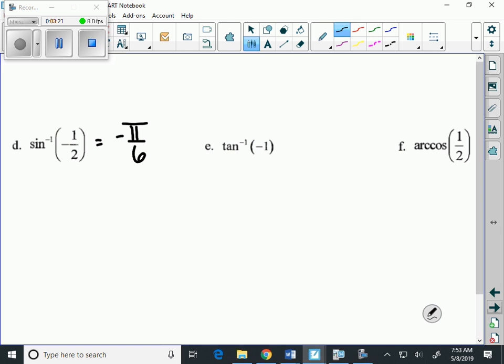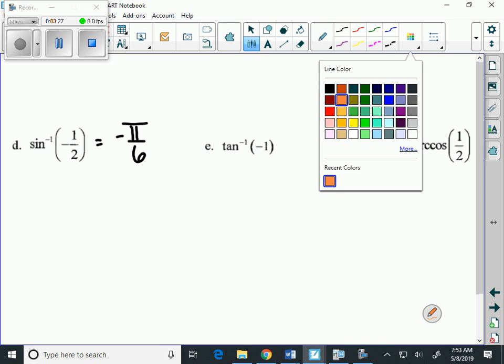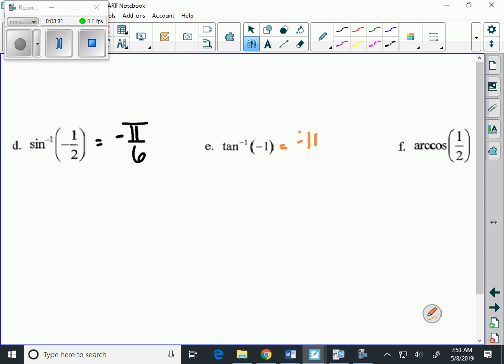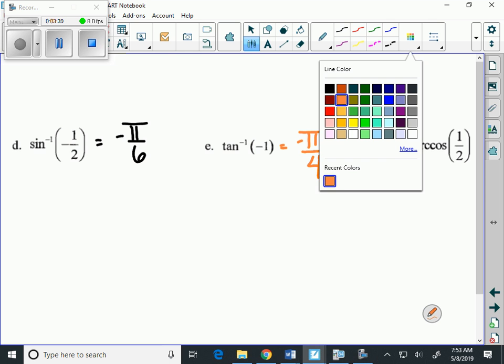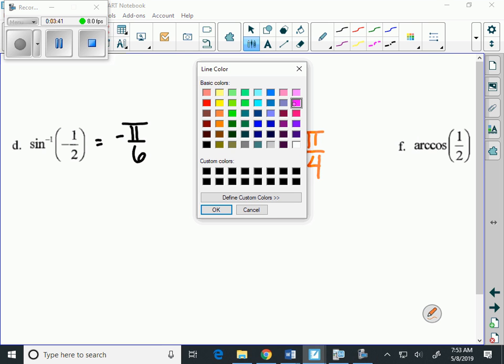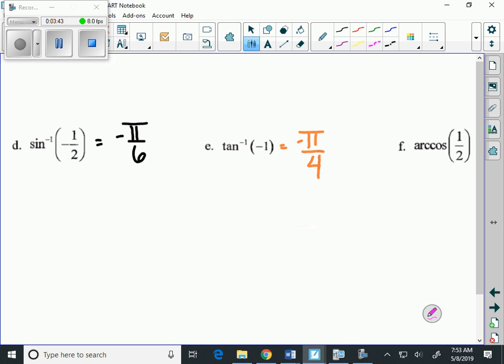On letter E, where does tangent equal negative 1? Well, where tangent equals negative 1, it's going to be in the fourth quadrant, negative pi over 4. And there again, we see the arc cosine notation, but the option is still the same. Where does cosine equal 1/2, which is pi over 3.